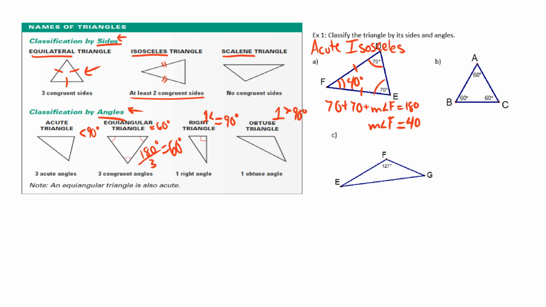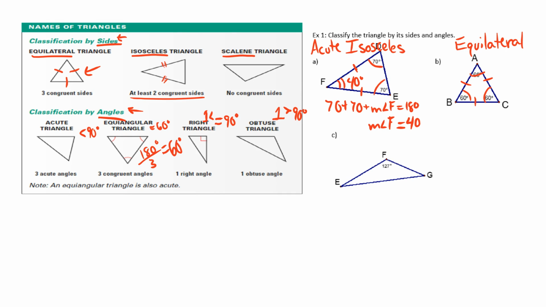So the next one, take a look at this. All three of these angles are the same. So that means not only is this triangle equiangular, it's also equilateral. And normally you'll just see this named as an equilateral triangle because if all the sides are the same, all the angles need to be the same as well.